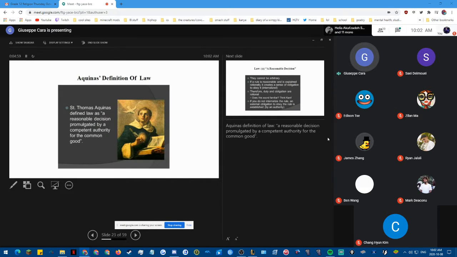Aquinas' definition of law is simply a reasonable decision. So when you write a law, it has to be reasonable. You've got to think it through. It must be promulgated by a competent authority, somebody who's in charge and is legitimately in charge, some authority figure, and the law has to be for the common good. If it's not, then there's something wrong with the law, and then we'll see what happens.